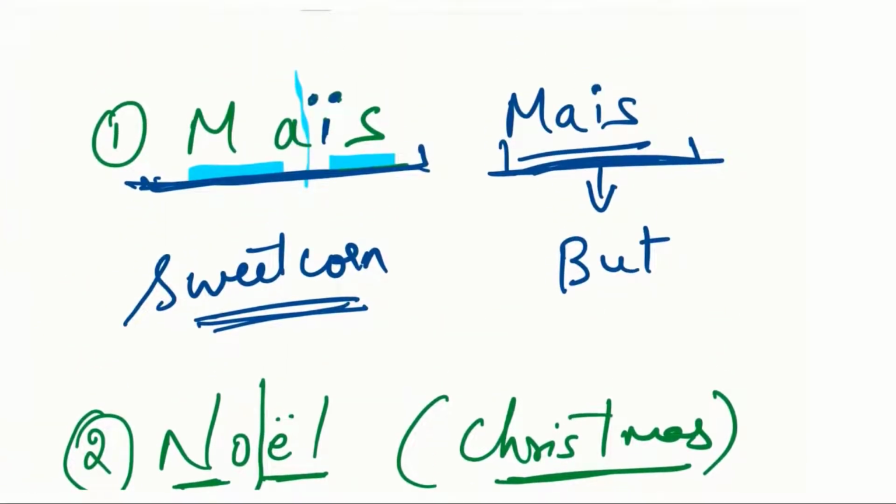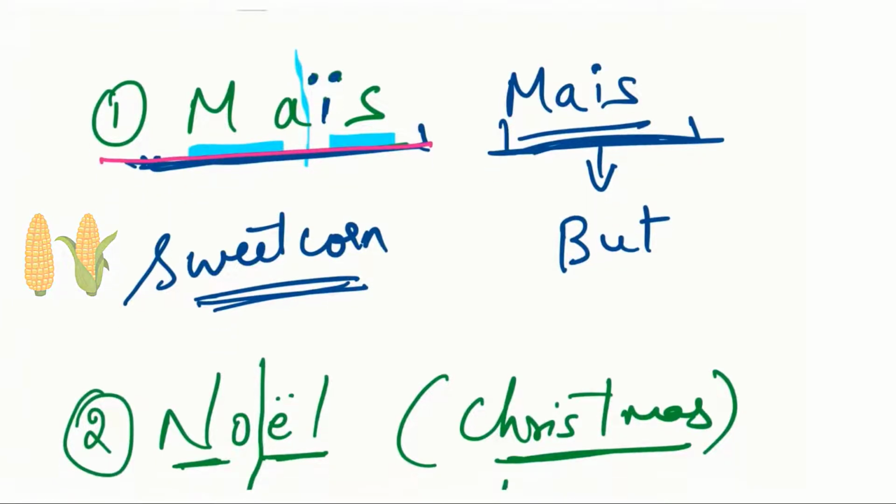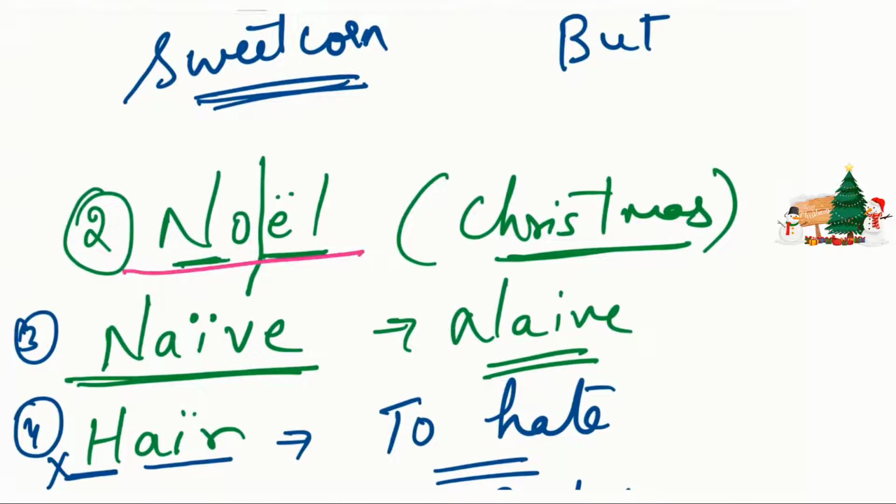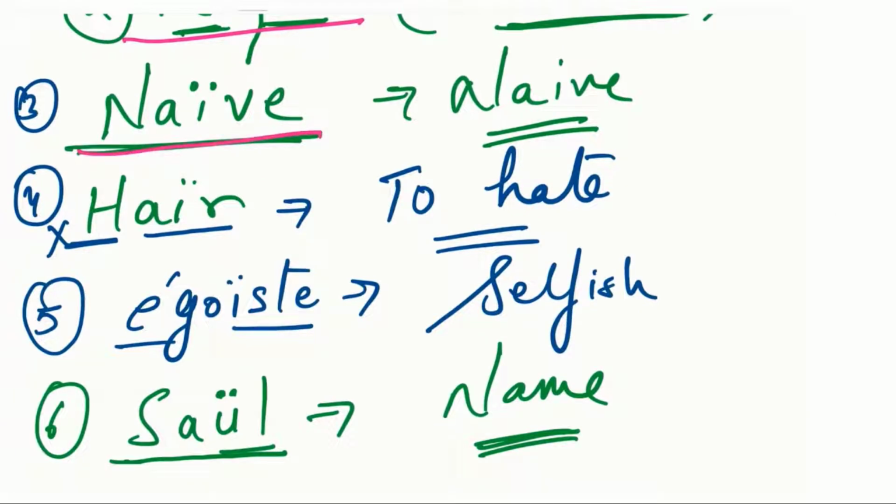Just read one more time the whole examples. Maïs. Next one is Noël. Knife. Haïr. Égoïste. Saül. So we have done la Cédille and le Tréma, both the accents. Okay, so we are done with the accents now. We can proceed with the reading part. So let's start the reading part now.